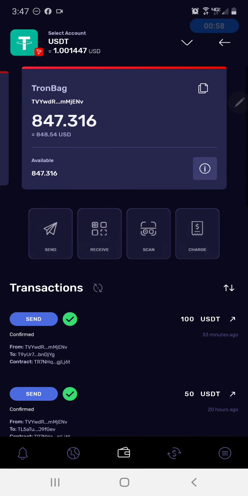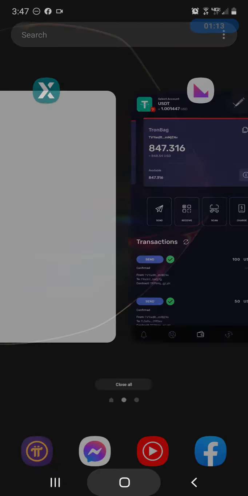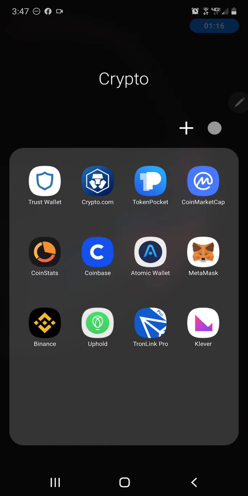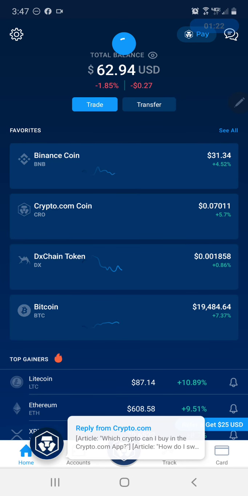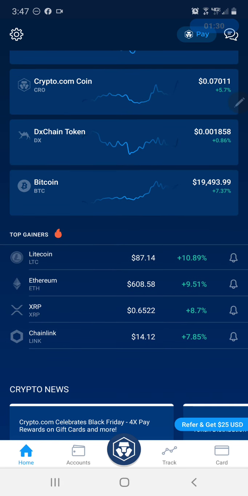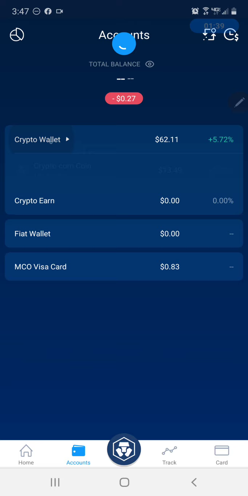But right now what we need to do is figure out how we can get this over to the crypto card. Right now, the crypto card does not have Tron on it, which, I don't know why. A lot of people are using this service, and a lot of people are using Tron. So I don't know why. They haven't adapted to Tron yet. But what we can still do is use one of the coins that the crypto card does let you use. Okay, so let's go over to accounts, crypto wallet.